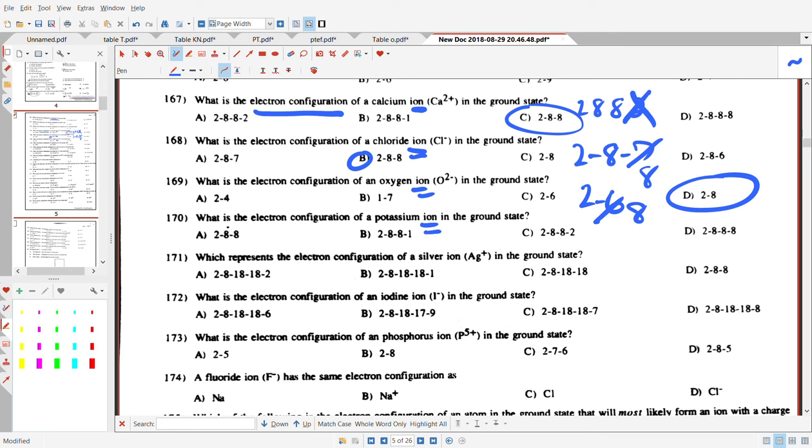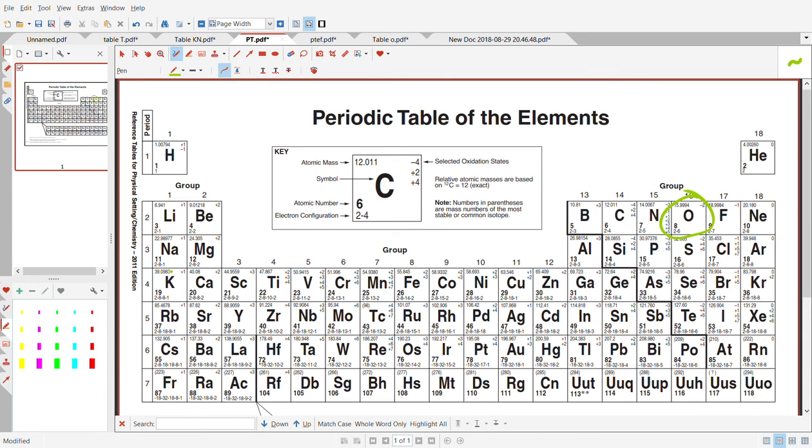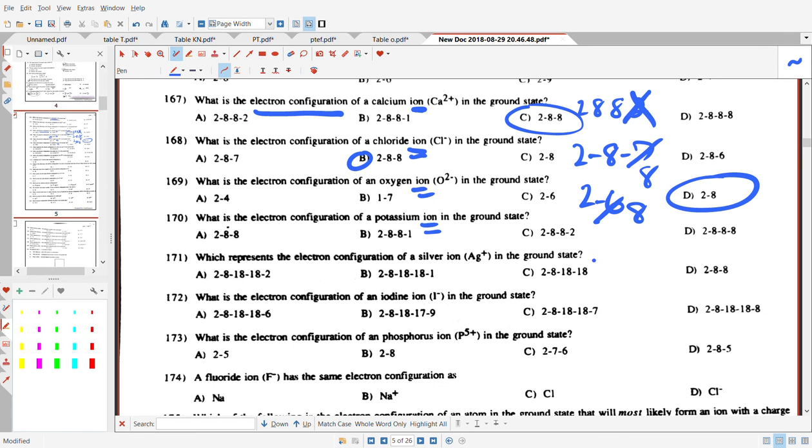Now here it says potassium ion in the ground state, but they didn't give it to us. But if we go to the periodic table, here's potassium. It has a +1, and it says 2-8-8-1. So first I'm going to write the ground state, which is 2-8-8-1, but then it lost one, so it's 2-8-8.